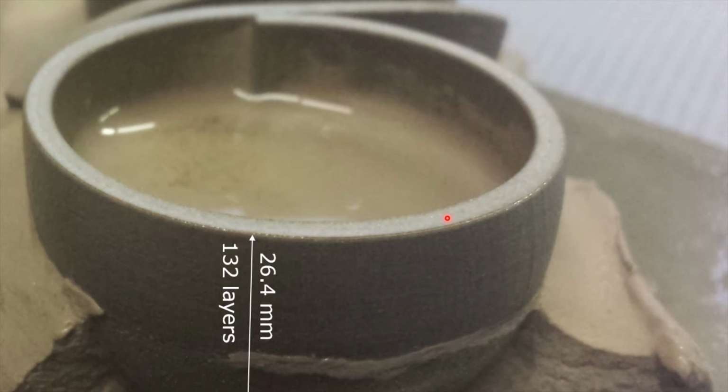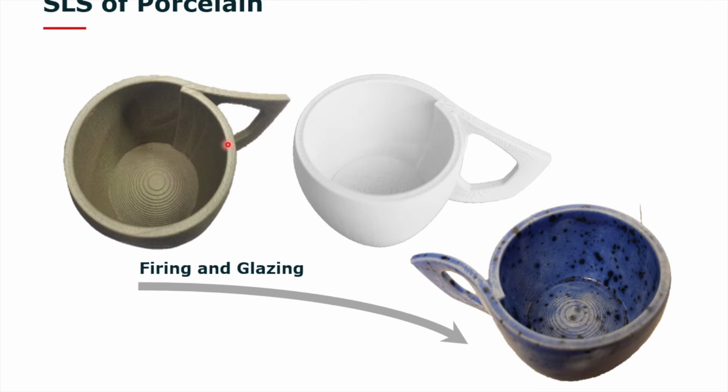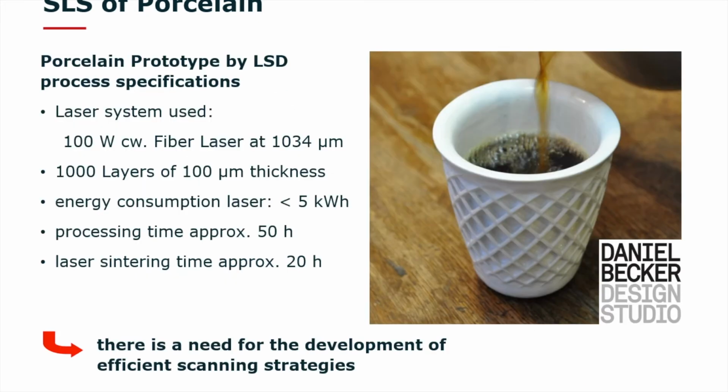The density of these bodies is not bad. It's in the range of 90% after post-sintering, but you have quite large residual pores in this body. Nonetheless, you can biscuit fire them. That's a laser sintered body. This is a body biscuit fired, and you can glaze them, and the haptics is quite nice. Here's another example. It's a porcelain cup made out of 1,000 layers, each 100 micrometers thick.